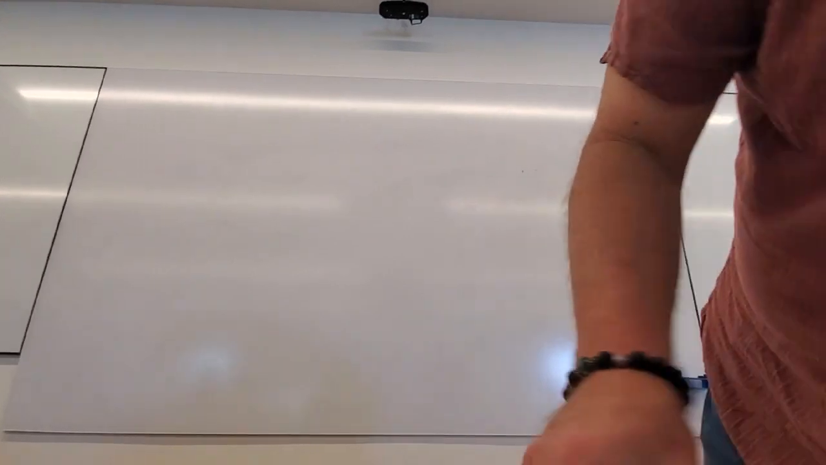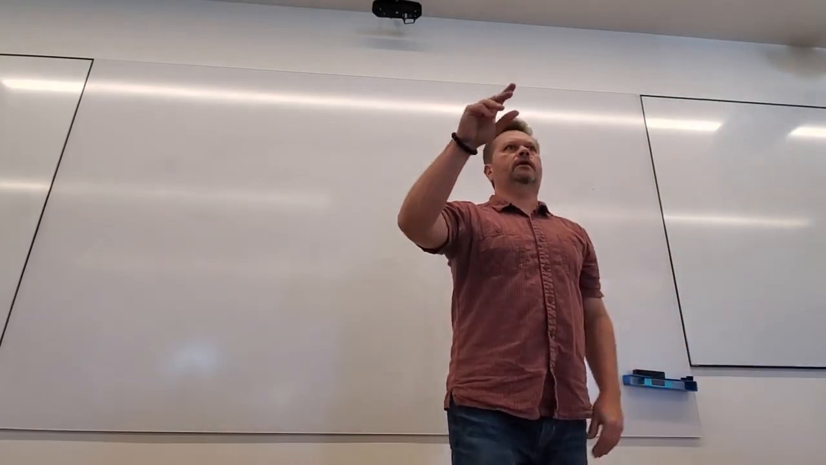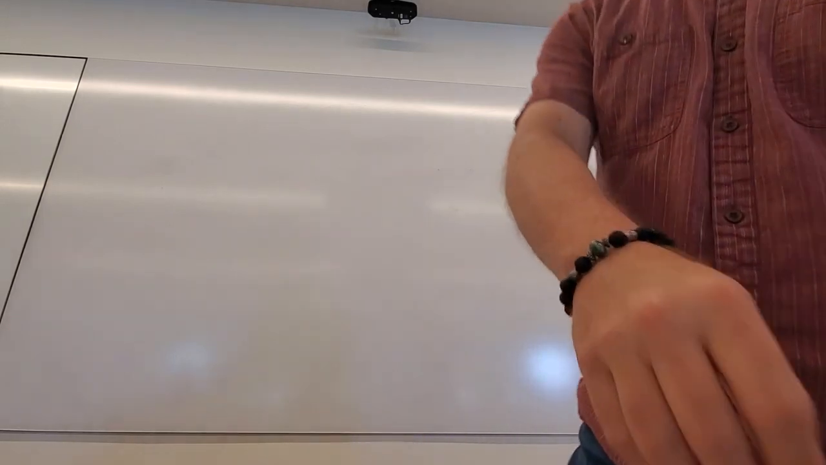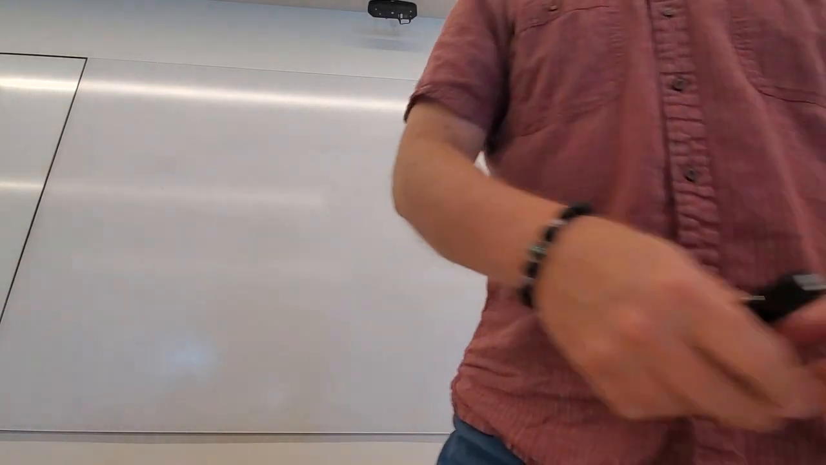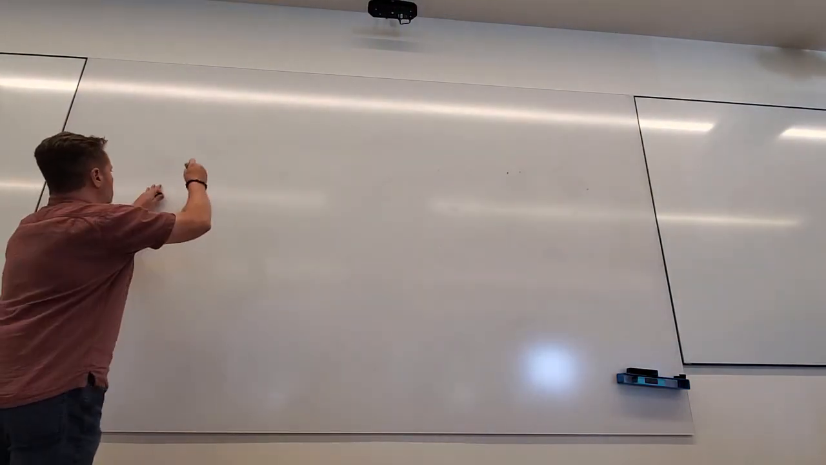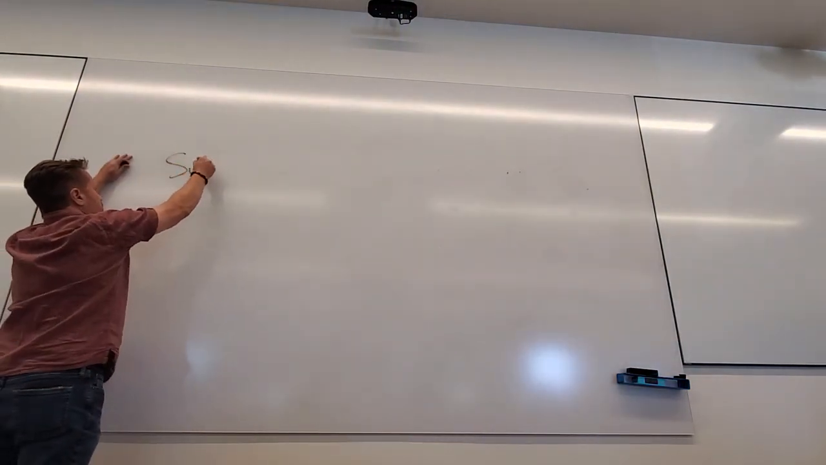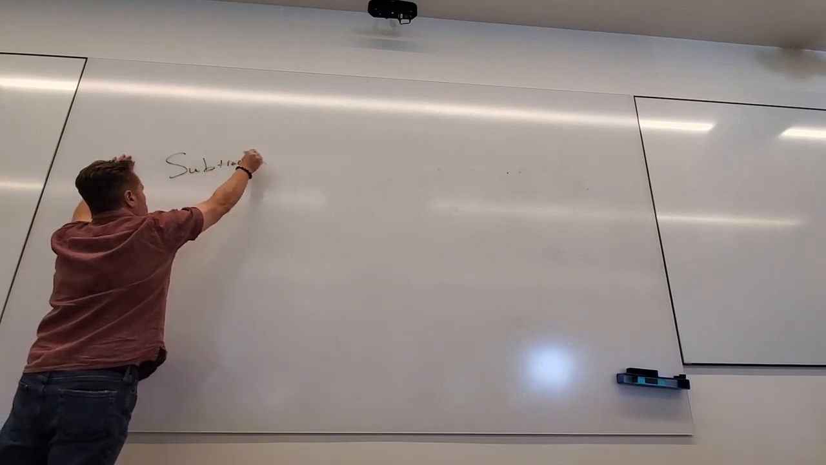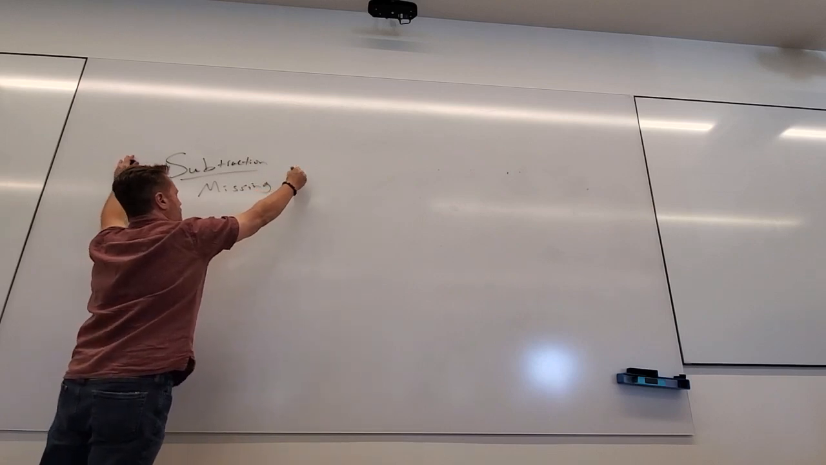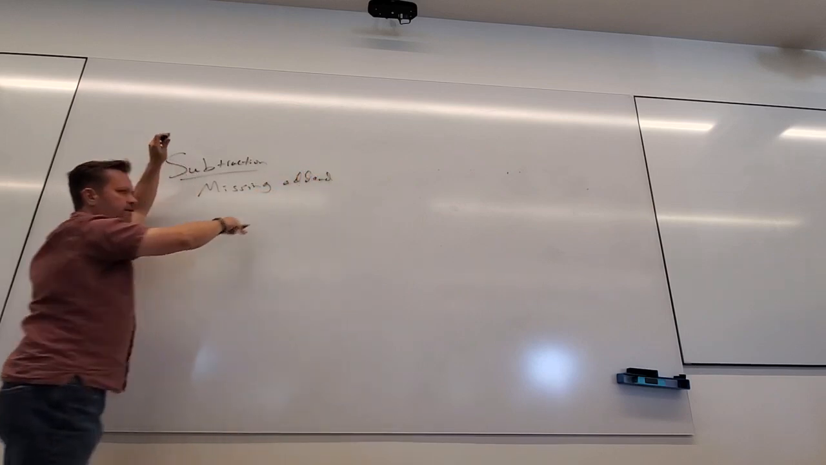There we go. Cool. So last time, can somebody tell me anything about subtraction, for example? What's a method for subtraction? What's a type of problem? Oh, good. Okay. So a way to do subtraction, you can do missing addend. I love it. Somebody give me an example of missing addend.